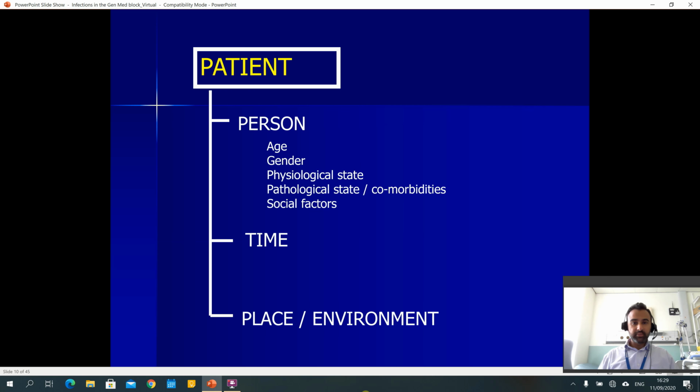Social factors will play a big part. I've already mentioned homelessness, but also things like intravenous drug use will lead to certain infections more so.